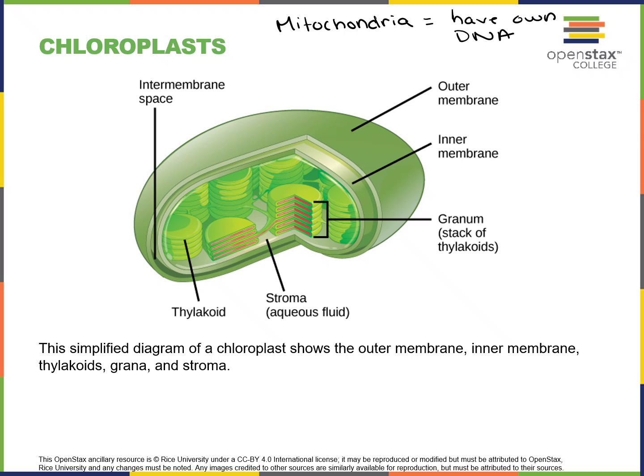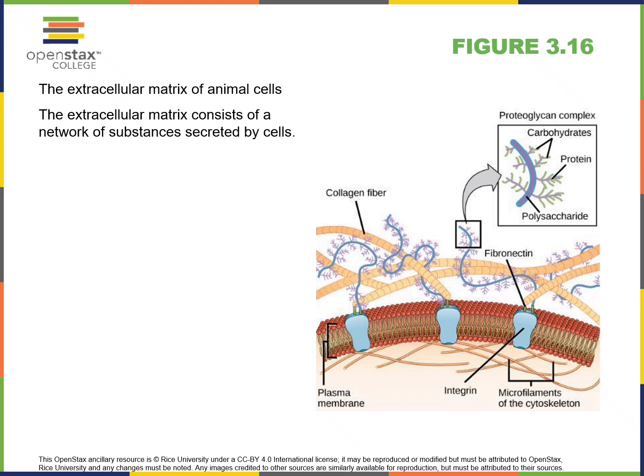Okay, so chloroplasts are somewhat, hear me when I say that, somewhat functionally related to mitochondria. Okay, they both have that double membrane thing going on and a lot of stuff on the inside that helps to create and make energy. The extracellular matrix is exactly what it sounds like.